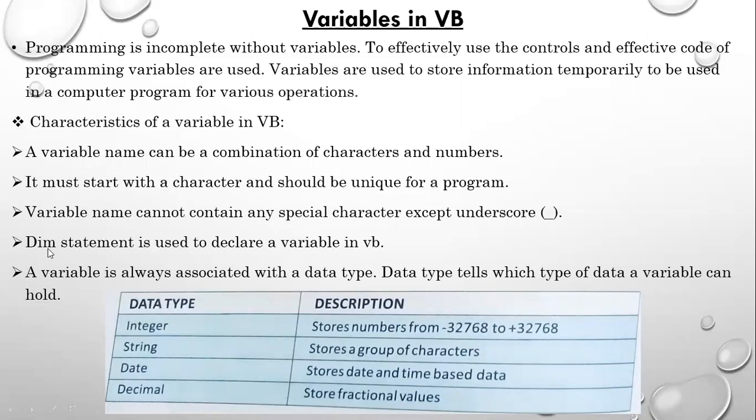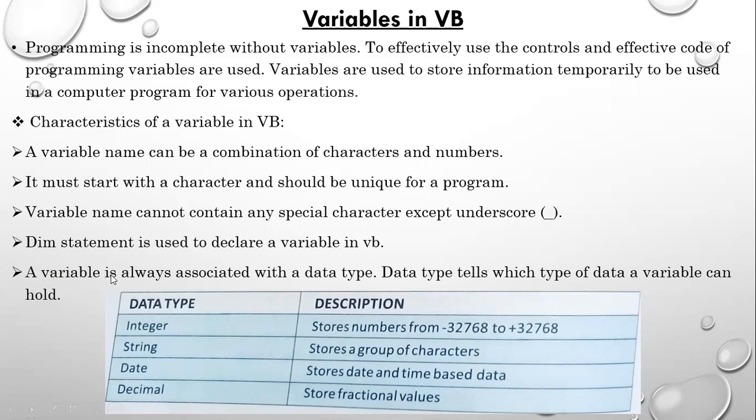This is the most important part. The DIM statement is used to declare a variable in VB. DIM is dim, the short form for dimension. So this statement is the most important statement that is used to declare a variable in Visual Basic.